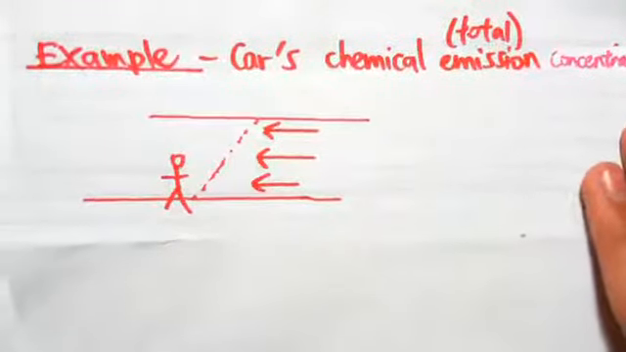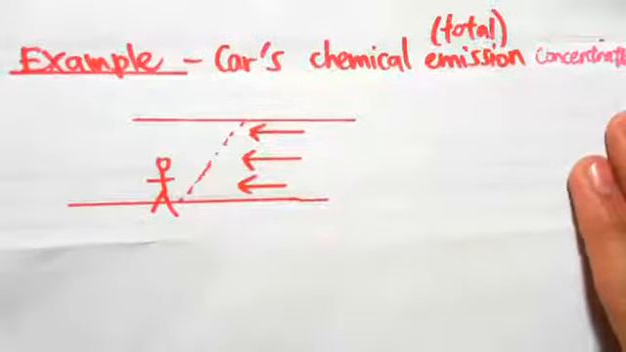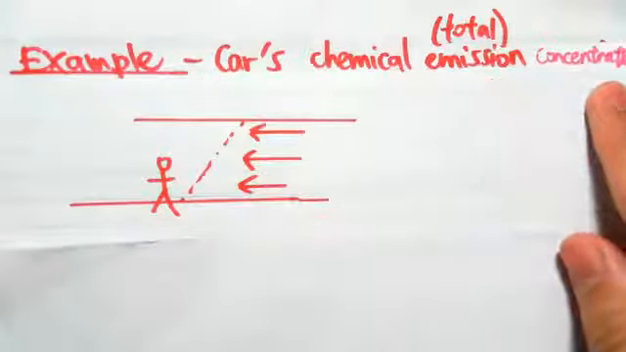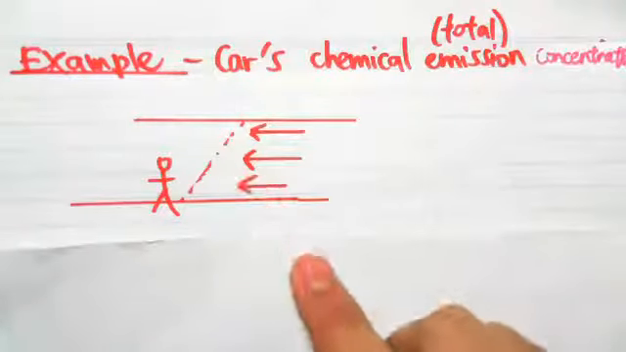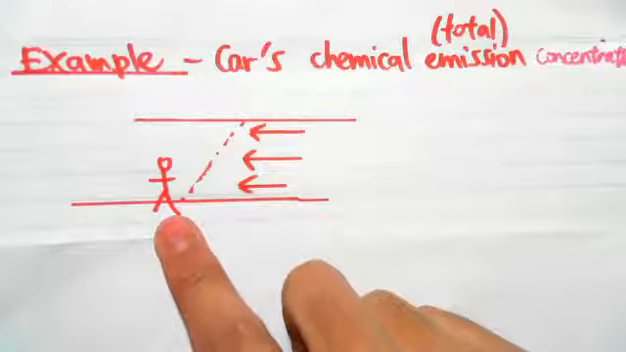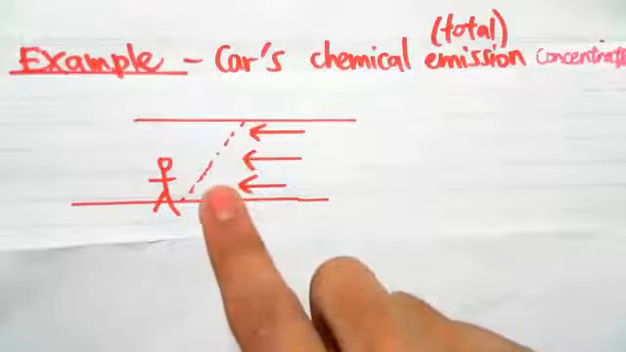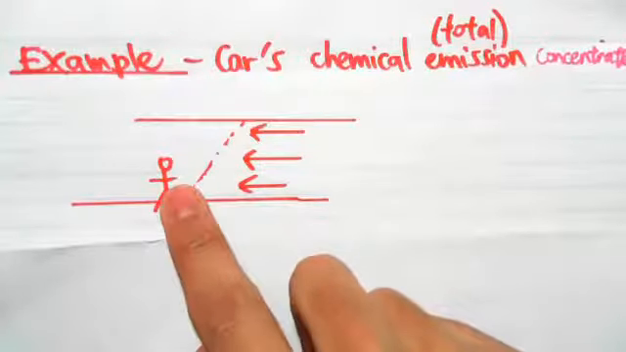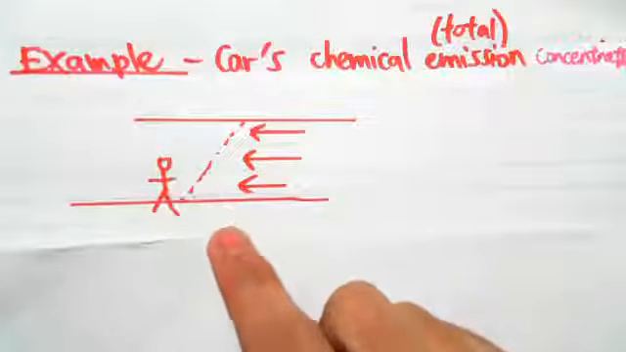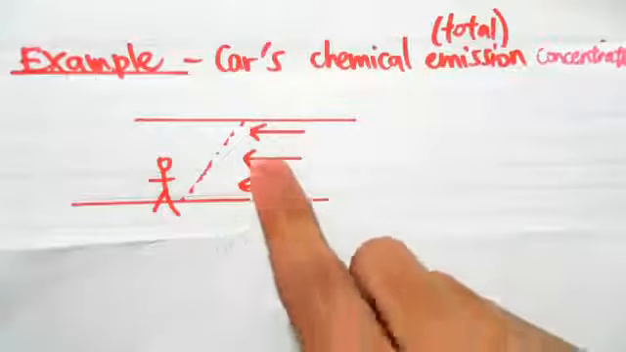So let's say your aim in this experiment is to measure the total chemical emission concentration of the cars that passed you. Okay, so let's say you were standing at a point on the street and you counted the amount of cars that passed you. Okay, and also at the same time you had a measuring device that would measure the chemical concentrations of the cars that passed your point.